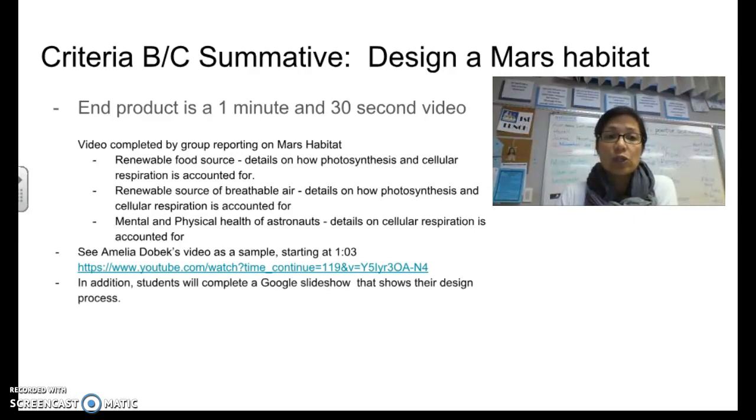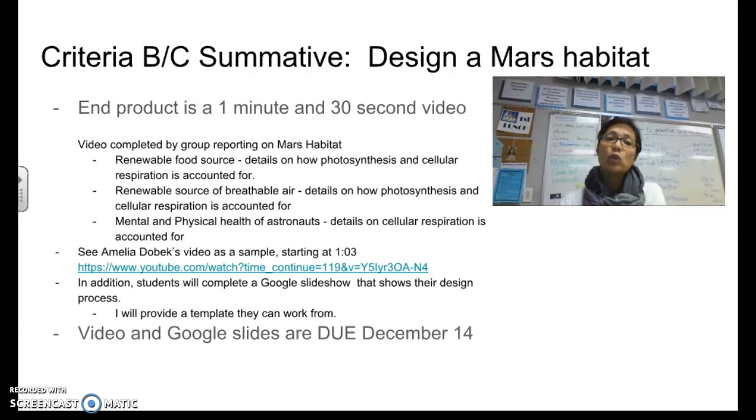In addition, students will complete a Google slideshow that shows their design process, and I will provide a template that they can work with. The video and Google Slides are due December 14, and I understand that this can be a group grade. But in IB, we don't give group grades, we give individual grades.